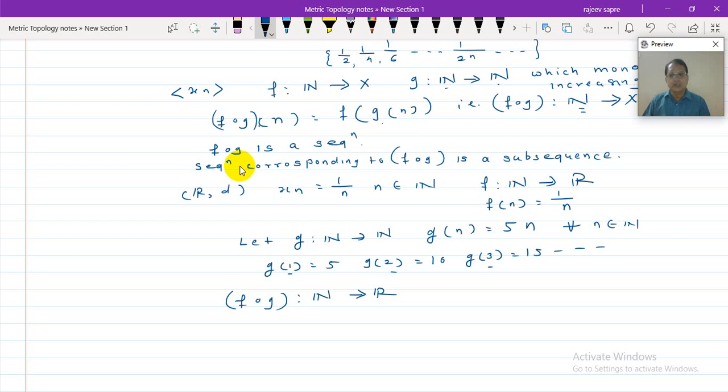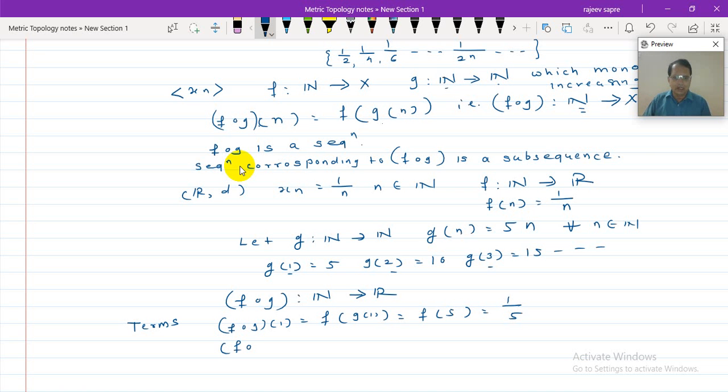But now what will be the terms in this sequence? The terms will be f circle g of 1. f circle g of 1 means f of g(1). But what is g of 1? It is 5. So this is f of 5, so it is 1 upon 5, because our definition is f of n is 1 upon n for all n belonging to capital N.